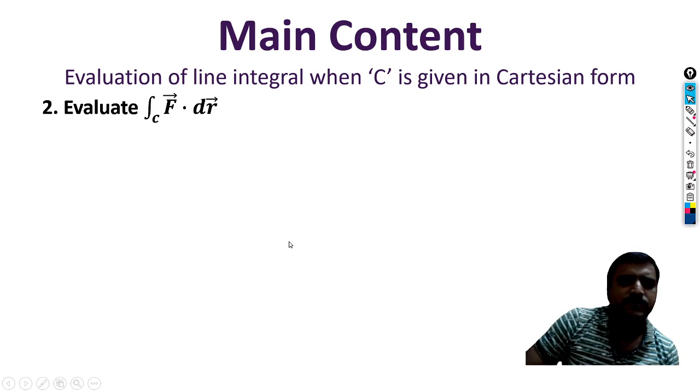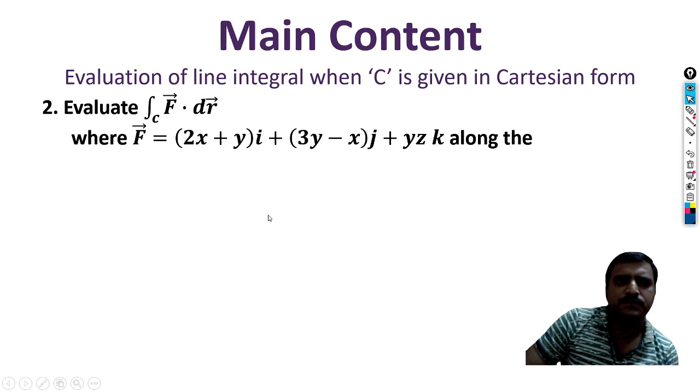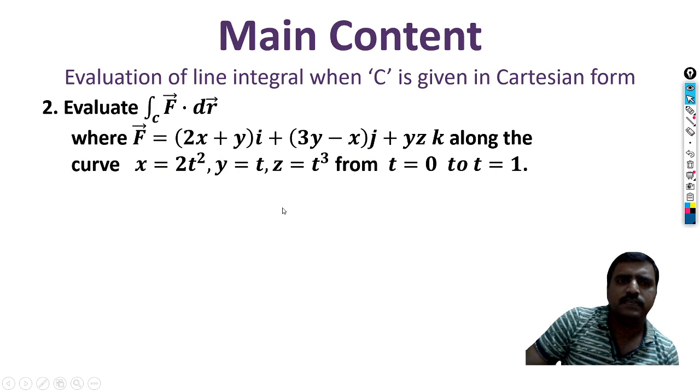Yes, one more problem of the same type. Evaluate the integral of F dot dr when F is (2x plus y) i plus (3y minus x) j plus yz k along the curve x is equal to 2t square, y is equal to t, z is equal to t cube, from t is equal to 0 to t is equal to 1. That means the given curve is in parametric form, and the endpoints of the curve are also given.